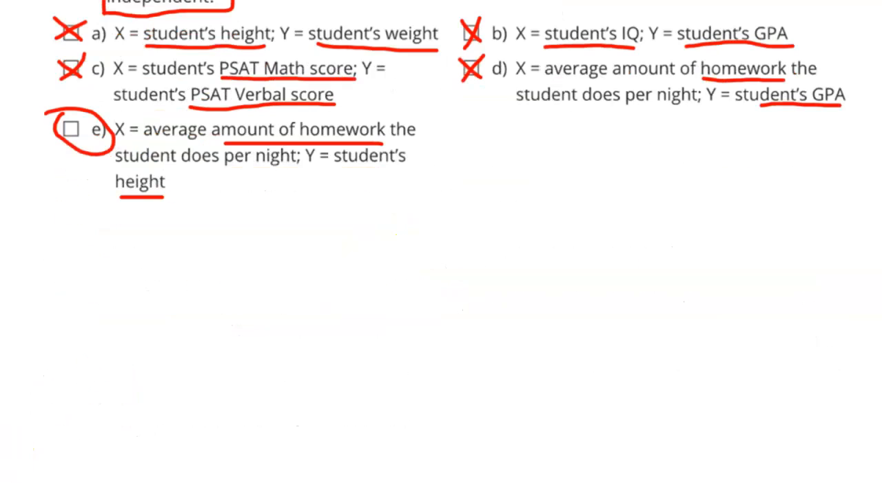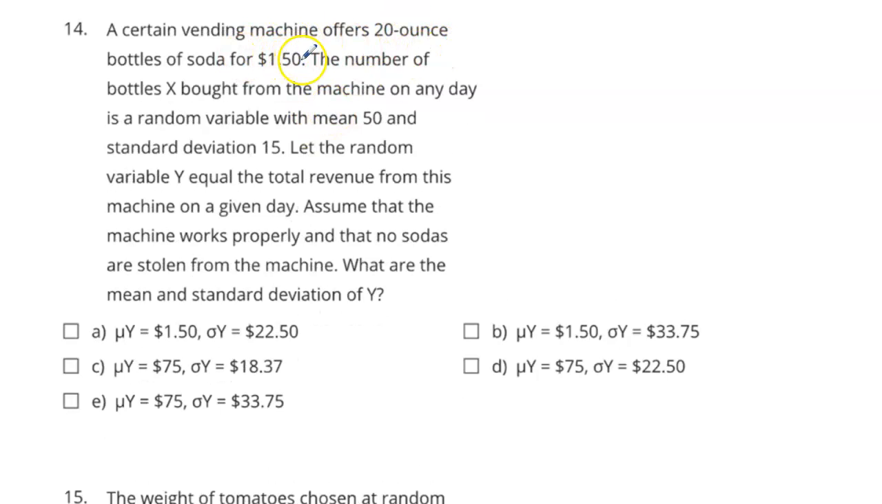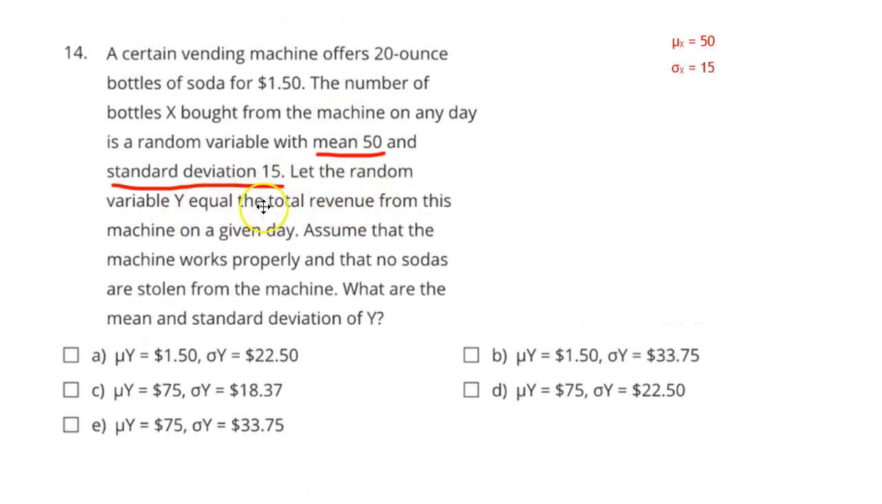Moving on to question 14. A certain vending machine offers 20-ounce bottles of soda for $1.50. The number of bottles is X, and we know that the random variable has a mean of 50 and a standard deviation of 15. Let's jot that down right away. And we know that the random variable Y is the total revenue from this machine on a given day. Seems like the revenue would be the number of bottles sold, which is X, times $1.50. Assuming that the machine works properly, what's the mean and standard deviation of Y?